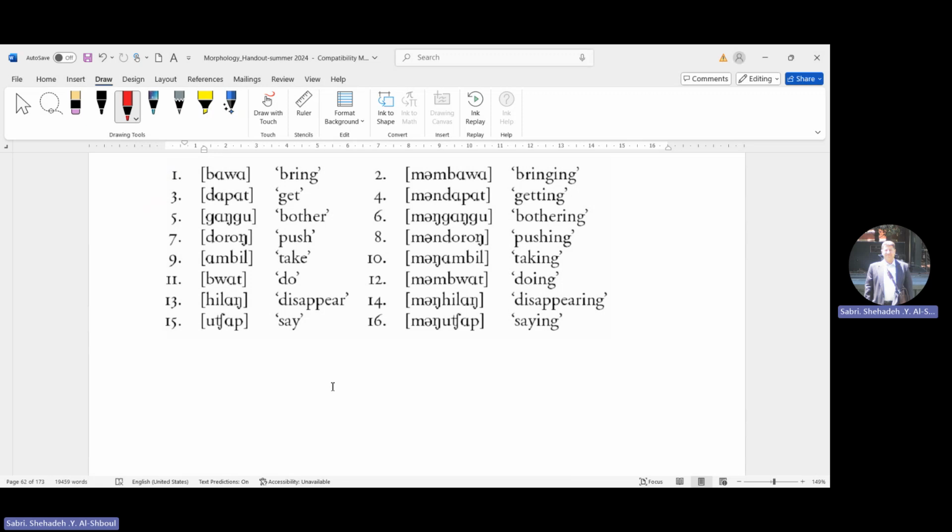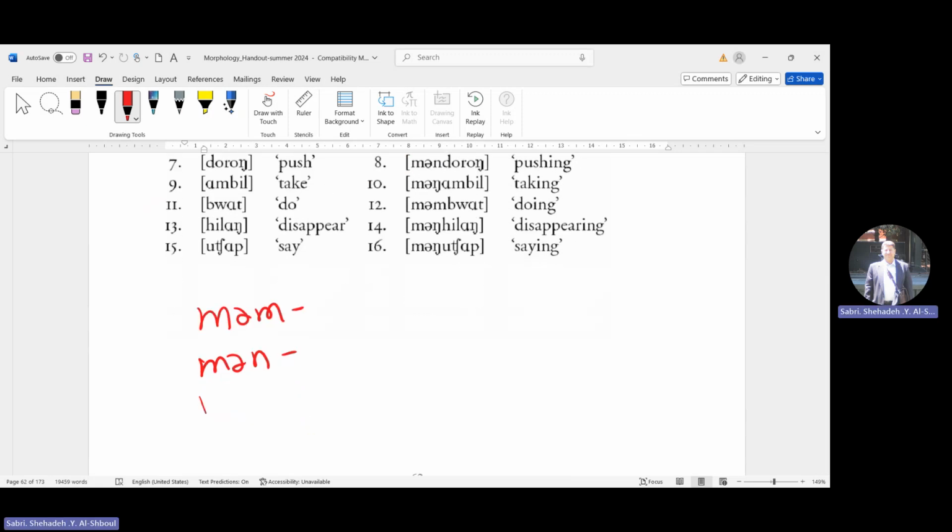It is taking, doing, and so on and so forth. Okay, what matters most here is the idea that there is a kind of addition of ing. So in the data here, we have bawa. Bawa becomes mambawa, so we have the prefix mam representing ing. We have dapat, mandapat, so we have another morpheme which is man, and mam. Gang, gu, which is mang, with the velar nasal. So here we notice that the prefixes mam, man, mang are CVC first.